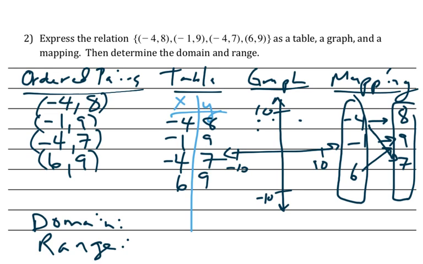Hopefully yours matches mine. I know that looking at the graph it's going to be a little bit challenging to see exactly what's going on. But make sure that you have -4 connecting to both 8 and 7, and then make sure that you have both -1 and 6 connecting to 9. For the domain, all you have to do is list out the x values, and these would be -4, -1, and then 6, and the range would be 7, 8, 9.